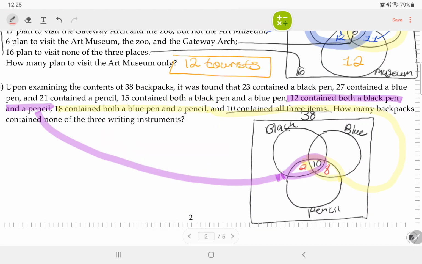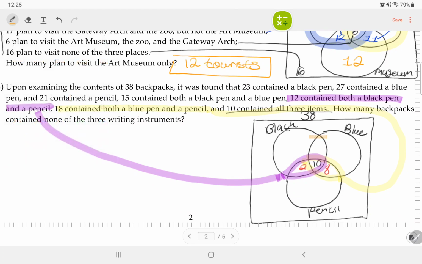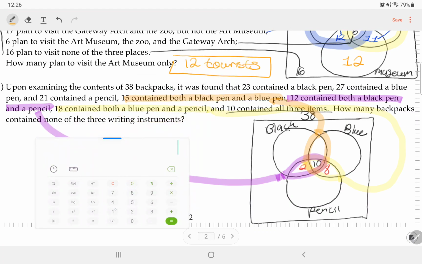And then it says here, 15 backpacks contain both a black pen and a blue pen. Highlighter color, we'll use orange. Black pen and blue pen overlap right here. And once again, if you notice, it is going to include the 10 that has all three. So you're going to subtract that 10 from 15 to find out how many is remaining. 15 minus 10 is 5.